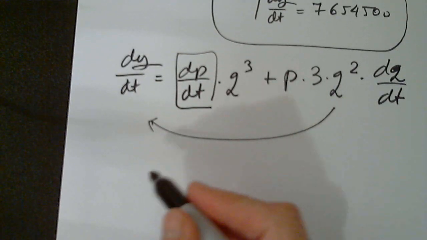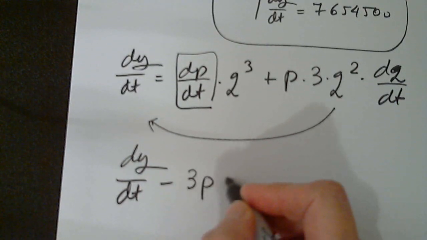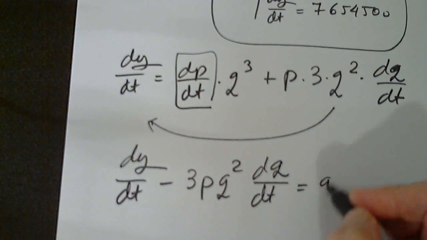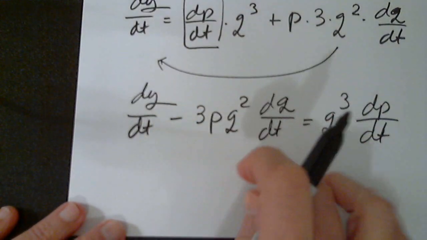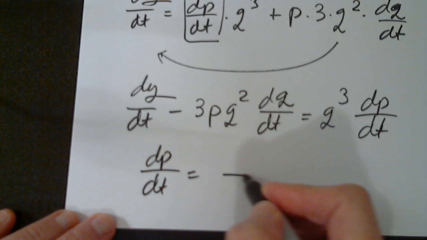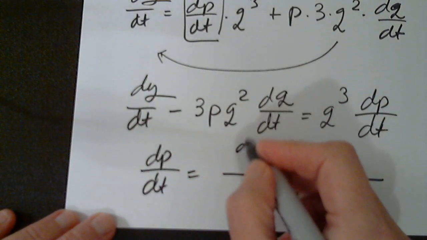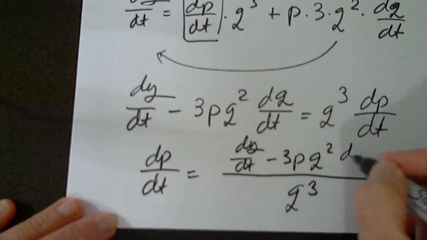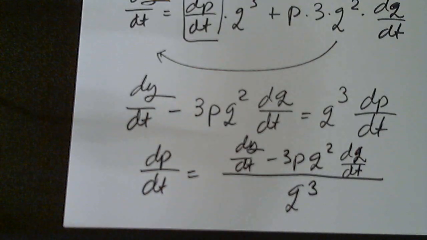So dy over dt minus 3pq squared dq over dt equals q to the third dP over dt. Now I divide everything by q to the third. So dP over dt equals, q to the third, don't change anything, you have to copy it as is, dy over dt minus 3pq squared dq over dt. Now I'm ready to plug in the numbers.